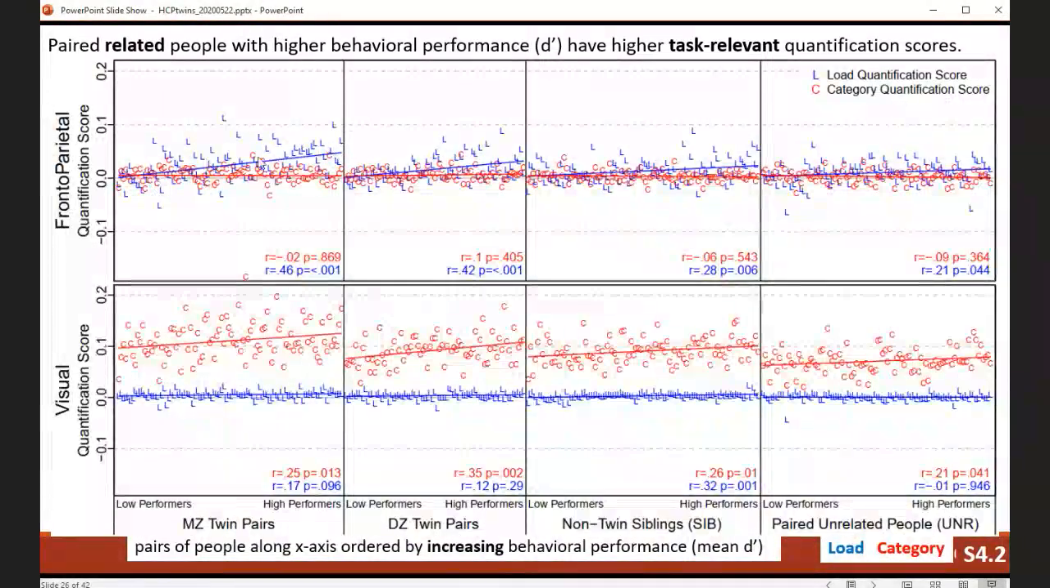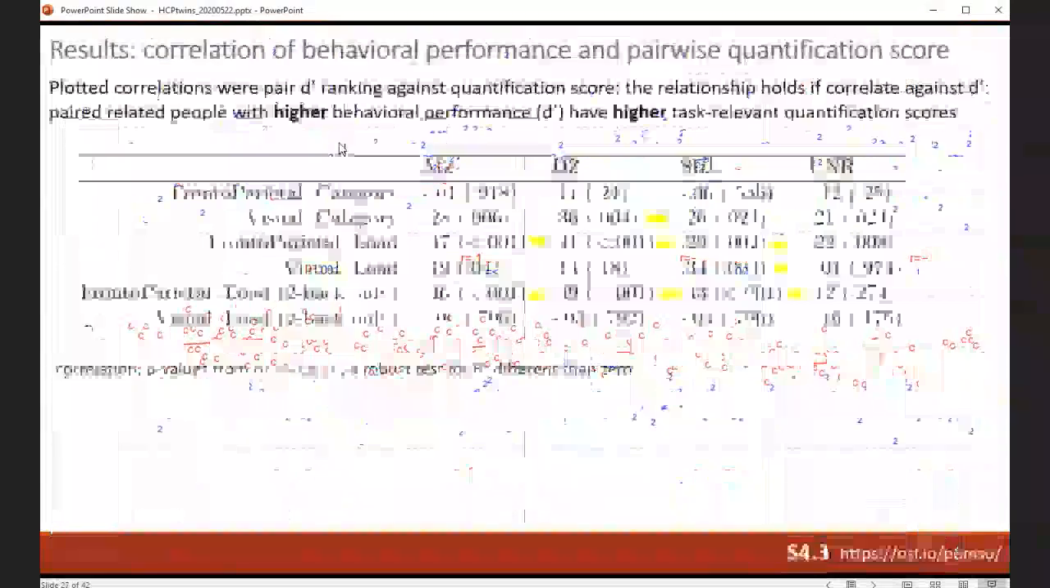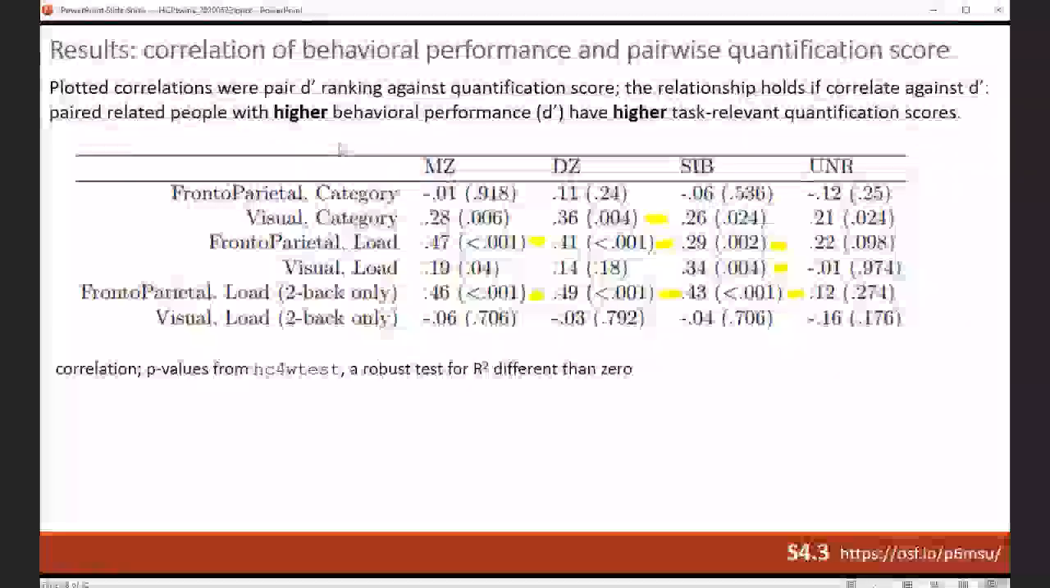So you can see a distinct uphill slope to the load, whereas with the sorting within each group, and a little bit in the visual, though not so much, so it goes with behavior. And it's also with the two back, but skip that. This is just showing that on that plot, the correlations were against rankings. It still holds if you do it with the actual D prime.